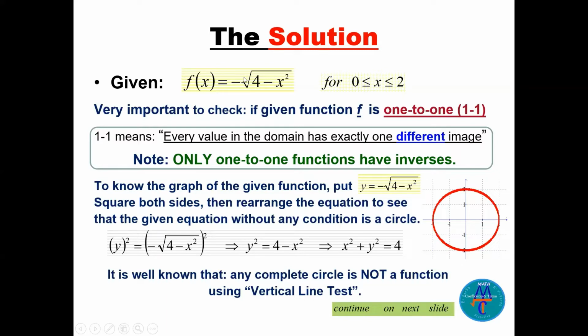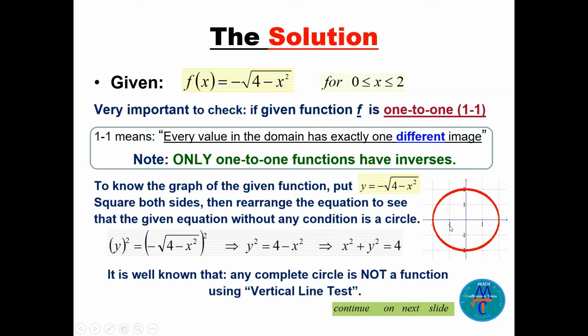Let's look at the graph of this function without the condition. So put here f of x as y equals minus square root of 4 minus x squared. To know the graph of this equation, let's square both sides, then rearrange the equation. We have y squared. This minus will disappear. So we have 4 minus x squared. Bring x squared to the other side, becomes x squared plus y squared is equal to 4.